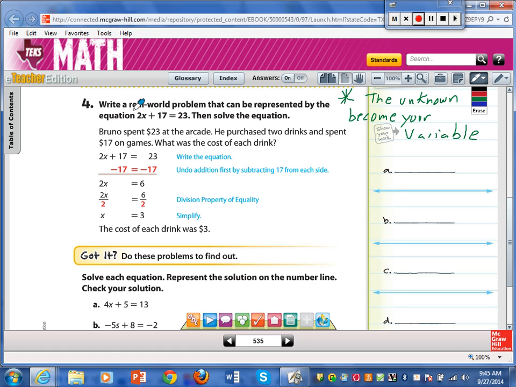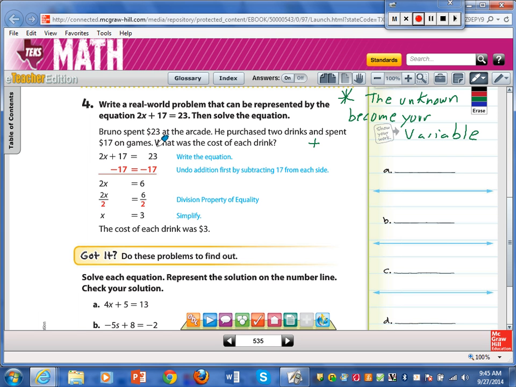It says here, write a real world problem that can be expressed by the equation 2 times x plus 17 equals 23, then solve the equation. All right, then. So they already gave us a good example here that will go with this equation. Now here it says, Bruno spent $23 at the arcade. So that's one thing, that's the total. He spent all that in the arcade. He purchased 2 drinks, and this usually turns into multiplication. Spent 17 on games.